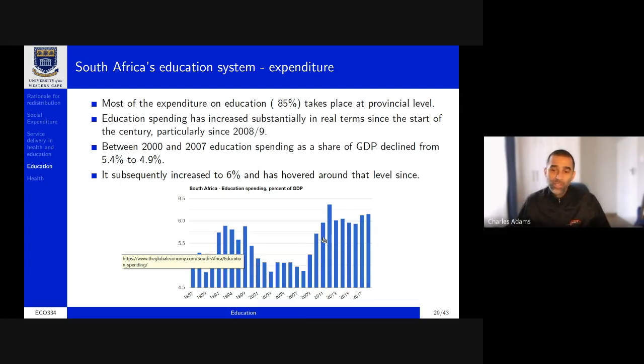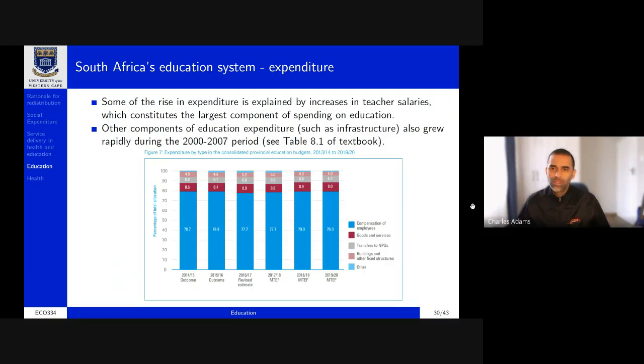And then after the recession, ironically, as our growth started stagnating, we increased as a share of GDP our education expenditure. Some of the rise in expenditure is explained by increases in teacher salaries, and if you want to know where most of the expenditure takes place, it is teacher salaries. Around 80% of education expenditure is compensation of employees. But other components like infrastructure also grew significantly between 2000 and 2007.